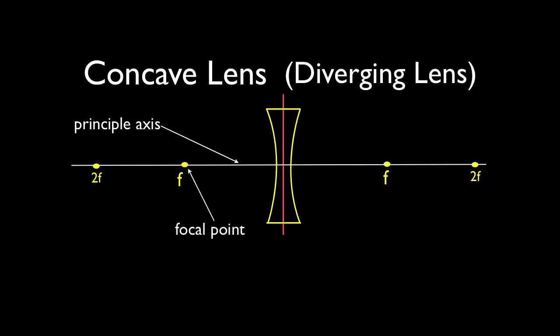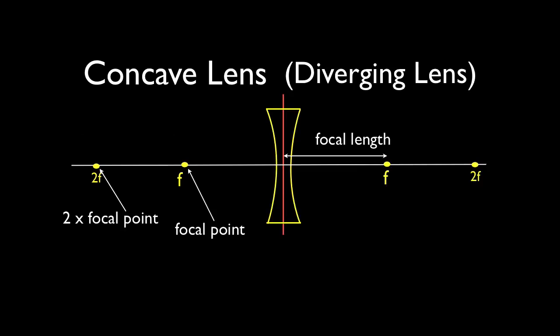Then we have F, and we have 2F. F is a distance from the lens that is called the focal length. 2F is twice as far away, so we call it 2F. It's 2 focal lengths away from the lens.